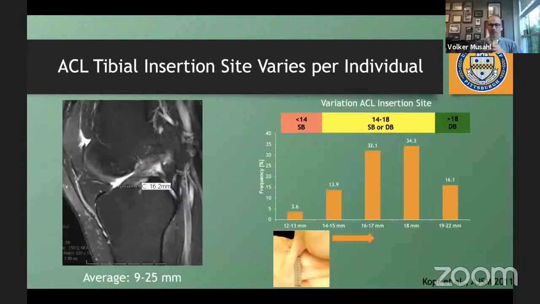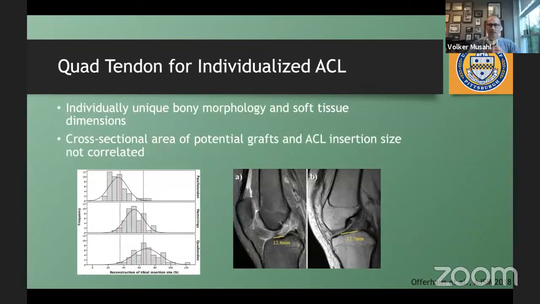Sebastian Kopf published this. So this just shows it's a bell curve, how small or big the ACL is, from 12 millimeters all the way to 22, the largest that we measured here. And then this is a nice study that was just recently published by one of our fellows, looking at what each of the different grafts will be able to provide you as far as a range of graft sizes and how that matches the range of ACL sizes.